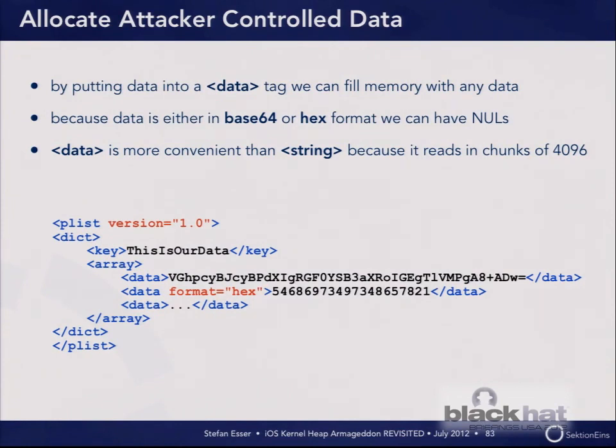The nice thing here is there are two different ways to specify that. You can either encode them in base64, or the kernel also supports a hex format. So you can just do it like this. And the nice thing here is that when you use strings, the parser actually creates a string that might interfere with the memory that's allocated in the kalloc zone. You don't have this problem when you use data, because data blobs are parsed always in chunks of 4096 bytes. So these are most probably not the exact size that you want to attack. It's in the big zone, so when it parses this, it will not confuse the rest of the memory.